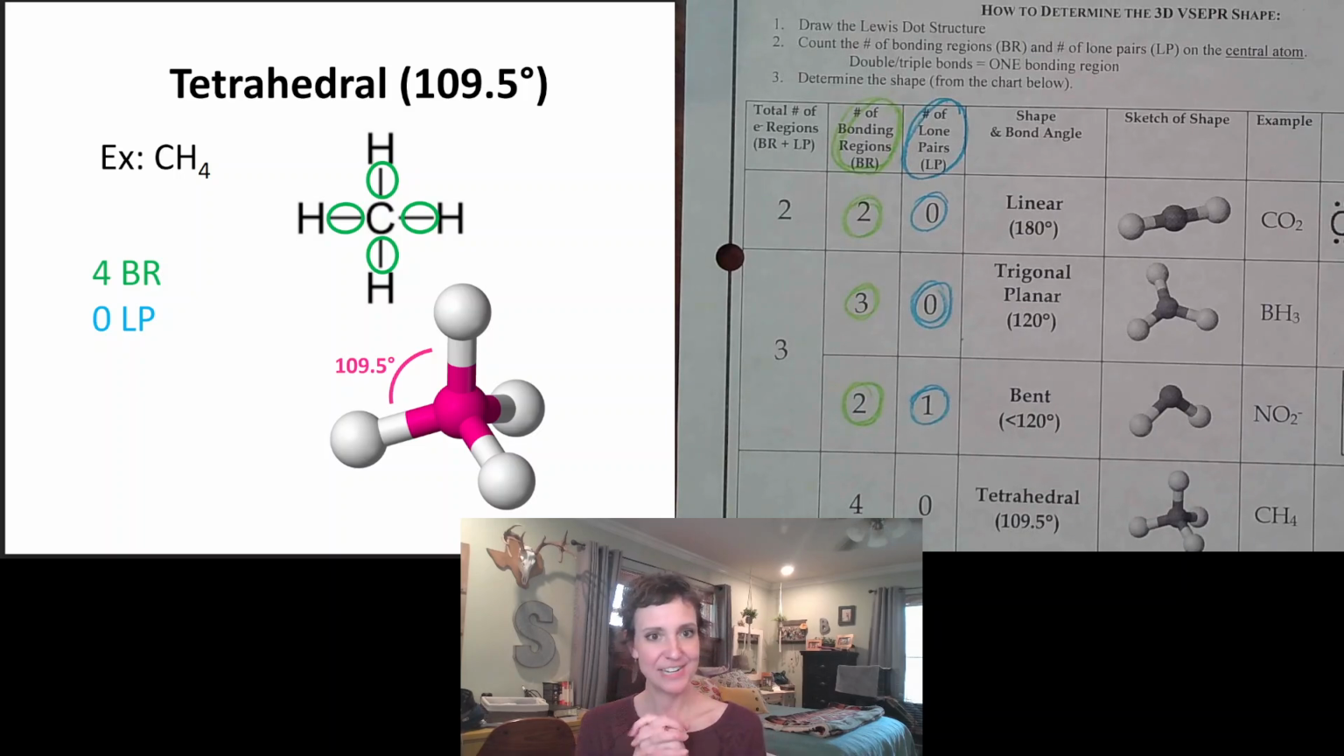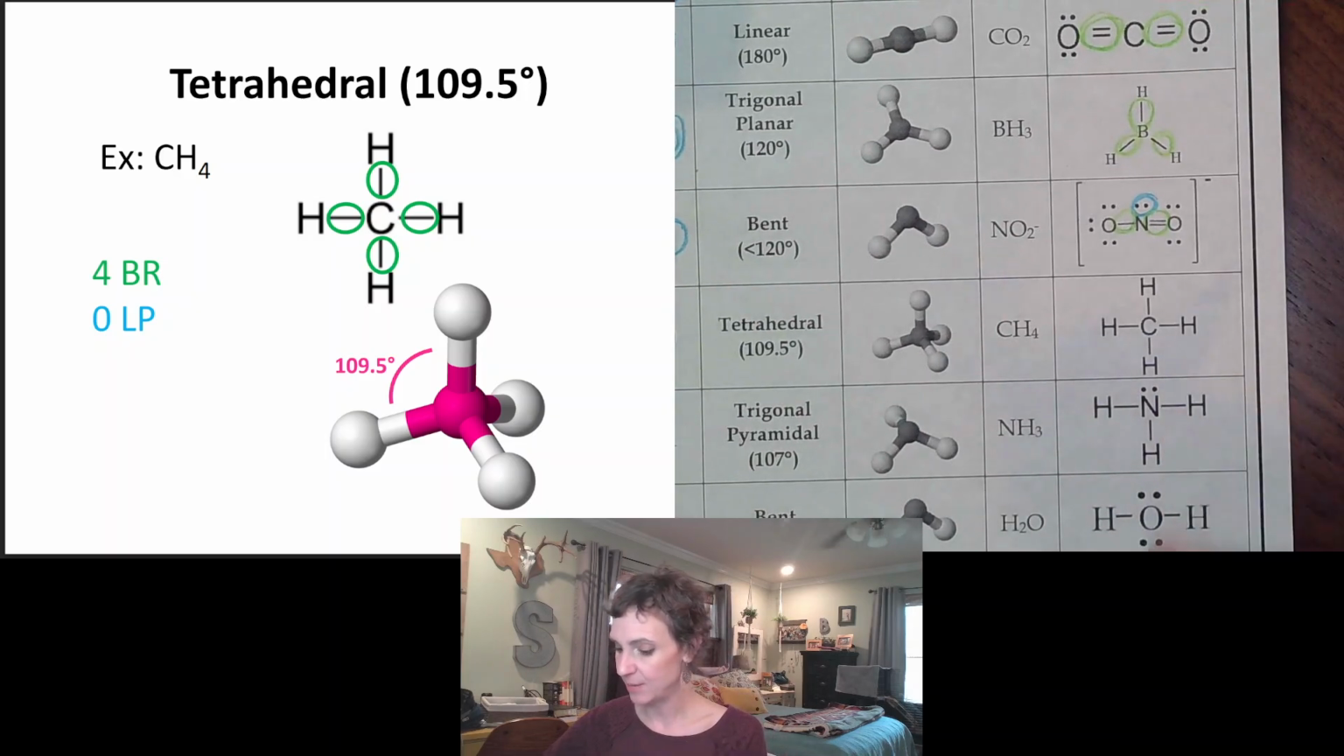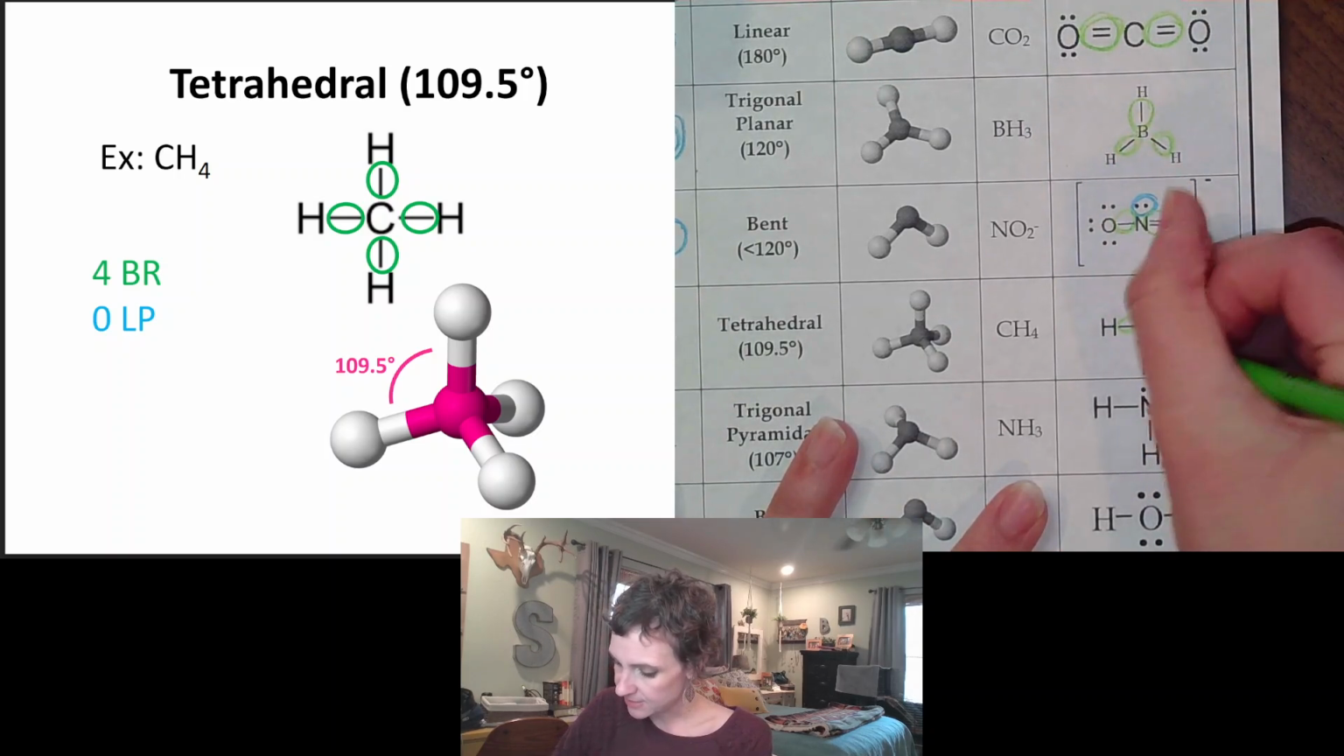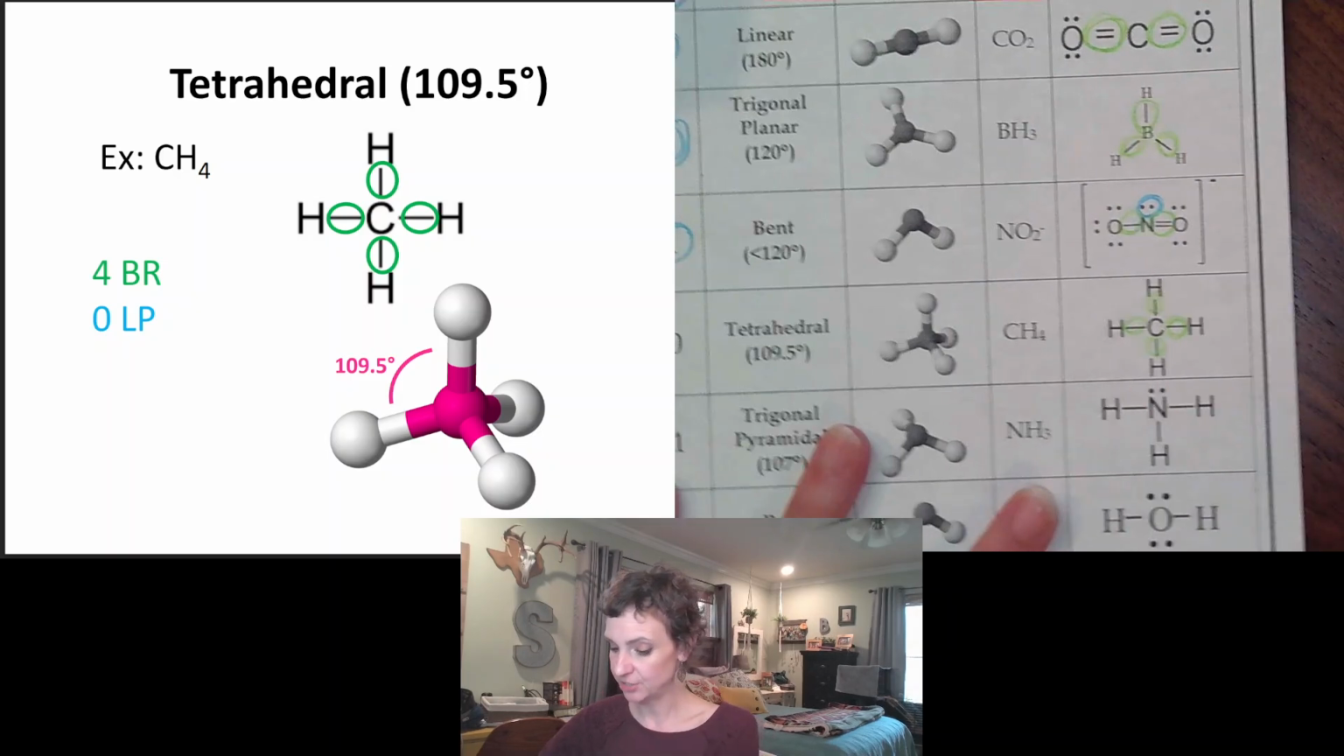Okay, tetrahedral. This is our first one of our four family. He's got four bonding regions. Our example that we did on him was CH4. I can see those four bonding regions. Very fun for my tetrahedral shape.